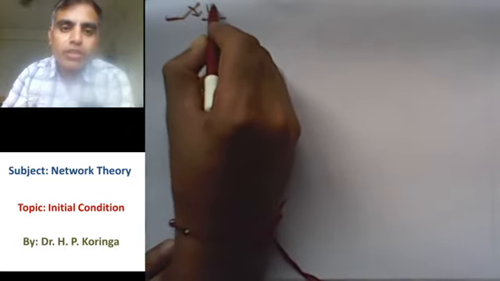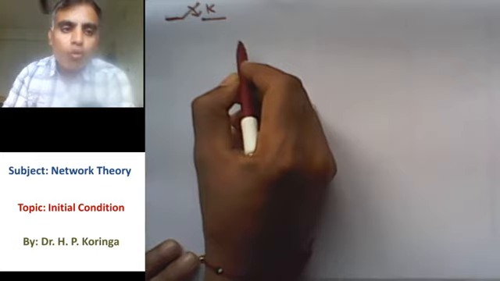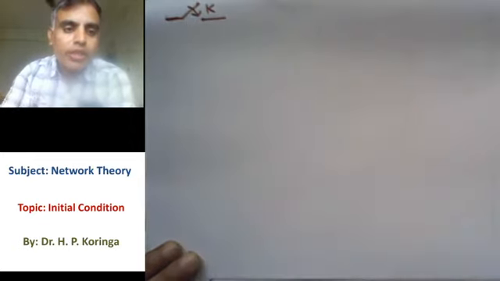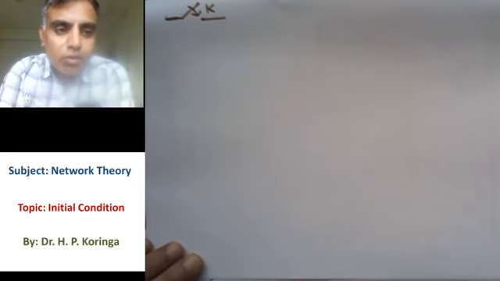This is the switch. It is open for t less than 0, and this arrow indicates it is closed at t is equal to 0. So for t greater than 0, the switch works as a closed switch, and for t less than 0, this switch works as an open switch.